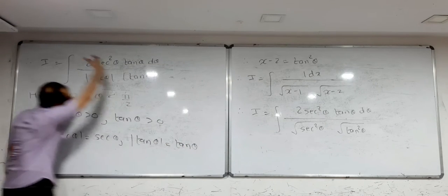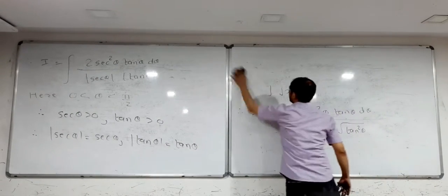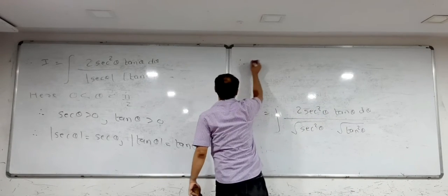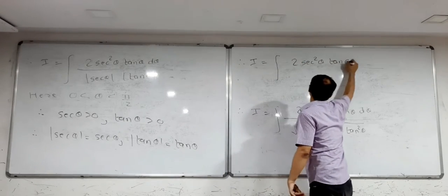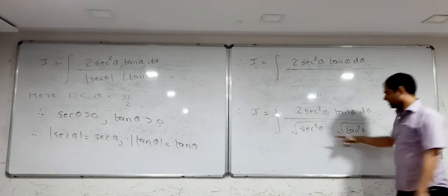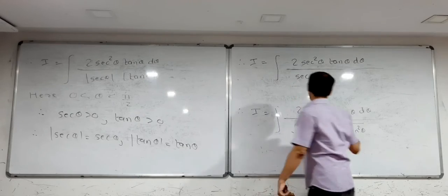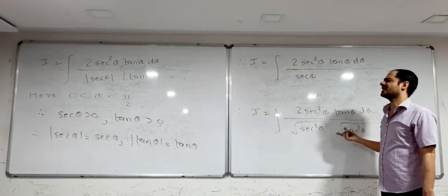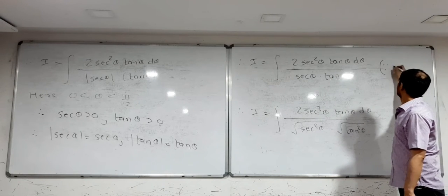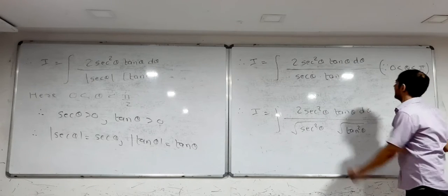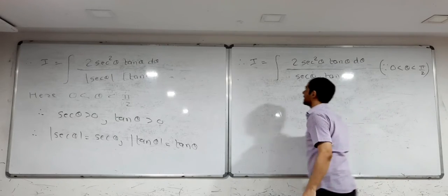In the exam you do not need to write anything on this left side. After this you directly write 0 less than theta less than pi by 2. So you can avoid whatever I have over here. You can directly take out 2 sec square theta tan theta d theta, and 0 less than theta less than pi by 2. So square root of sec square is mod sec, which is positive, so sec theta. Square root of tan square is mod tan theta, and for 0 less than theta less than pi by 2 it is positive, so tan theta. Just mention the reason, 0 less than theta less than pi by 2. Finished. Simple. A revision of trigonometric substitution is done.